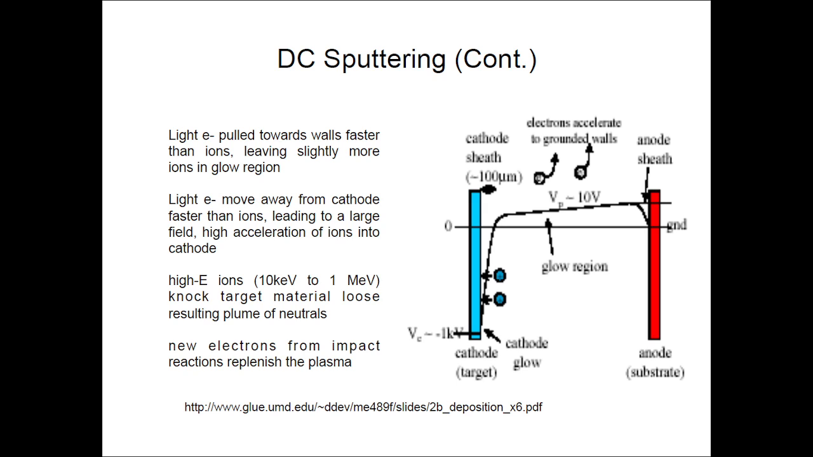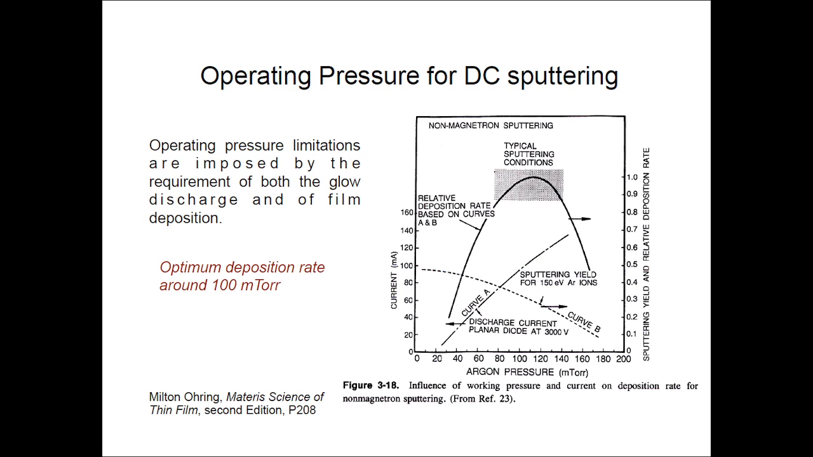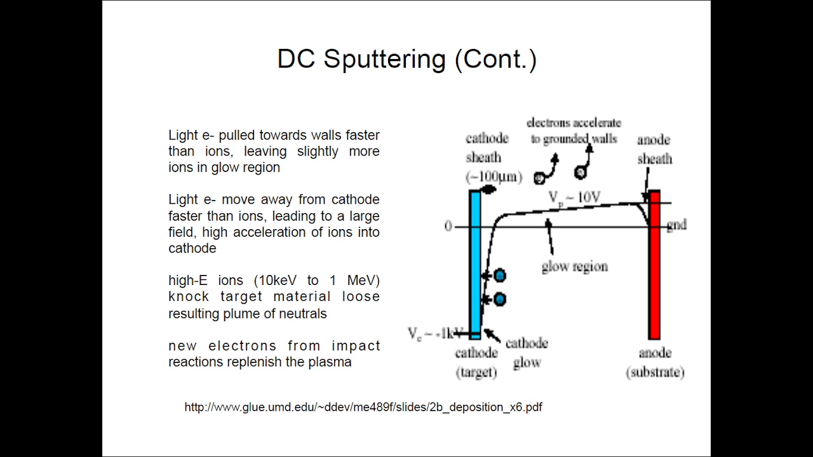Normally DC sputtering is utilized in order to sputter metals, because they are more conductive, so by applying low power we can easily sputter them out. The operating pressure we need to control normally depends upon the argon pressure for different sputtering yield. The optimum deposition rate will be around 100 millitorr.